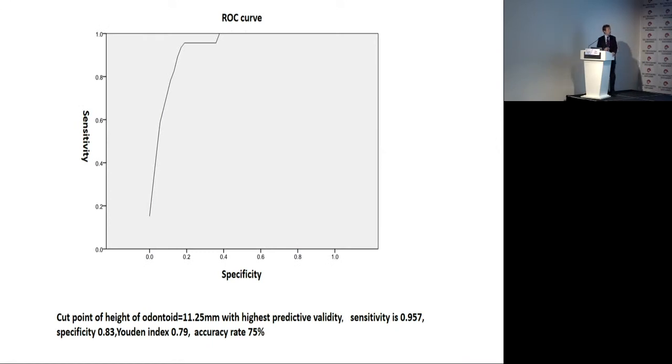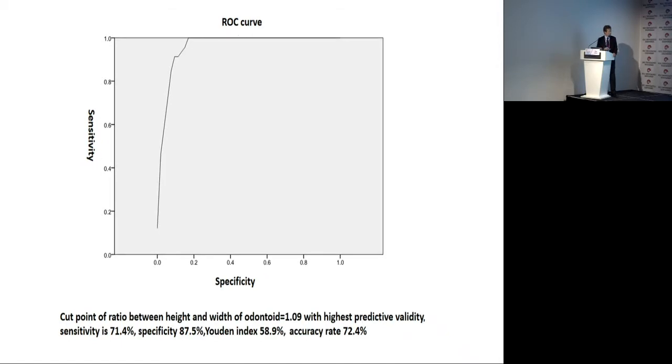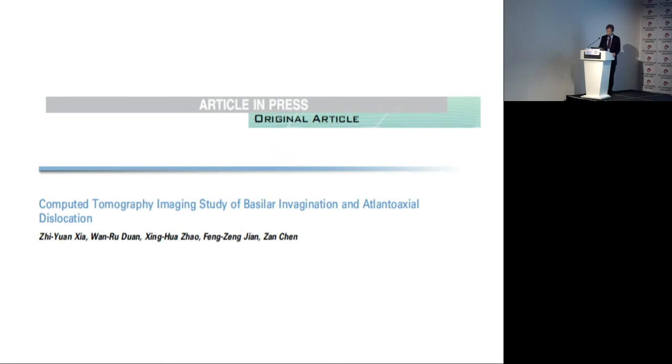With the ROC curve, we analyzed that if the height of odontoid is smaller than 11 millimeter, C1, C2 dislocation will probably happen. If the ratio between the height and the width of odontoid is smaller than 1, the dislocation will happen between C1 and C2. I published this article last year.